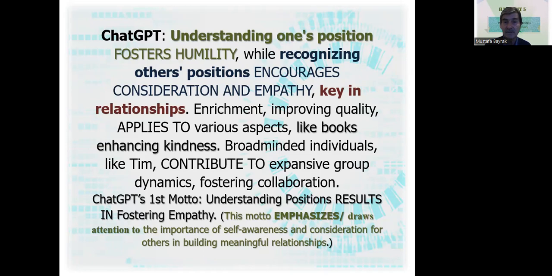Now, ChatGPT's first motto is this: understanding positions results in fostering empathy. Yes, for positions or situations of both of us and of others. Let me read it once more: understanding positions results in fostering empathy, which is a key. Okay, and ChatGPT also explains the motto like this: this motto emphasizes the importance of self-awareness and consideration for others in building meaningful relationships.